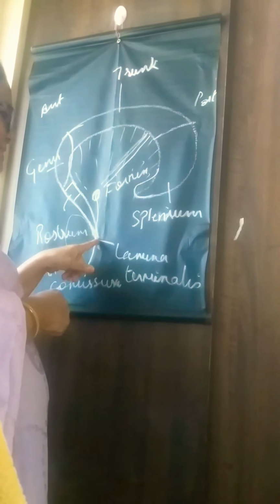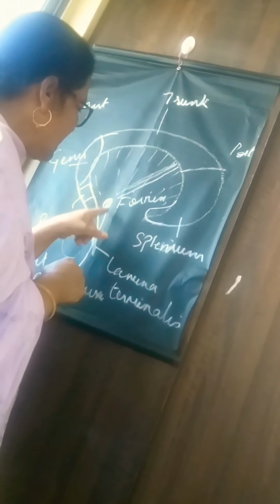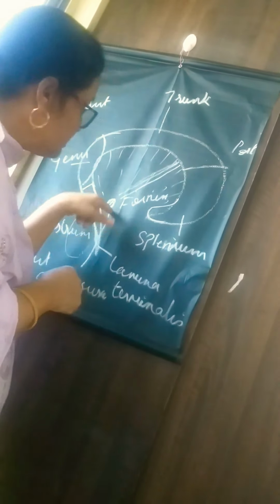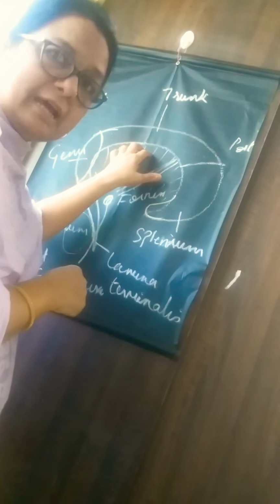Lower down, these fibers which you see are the fibers of the lamina terminalis. Then the fornix is present along the posterior surface of the corpus callosum, and in front of the fornix there is the presence of the anterior commissure, the anterior commissural fibers.